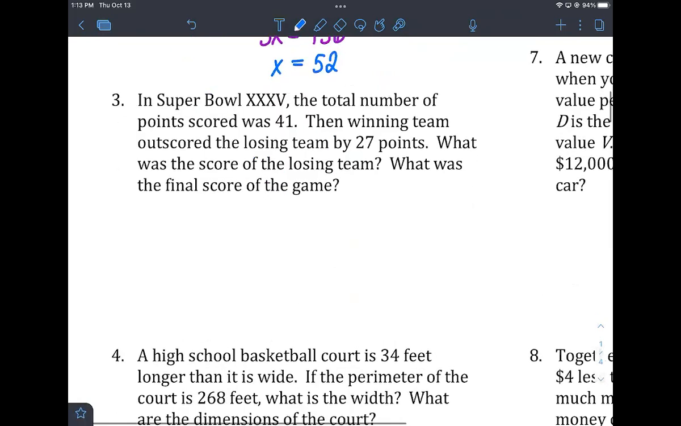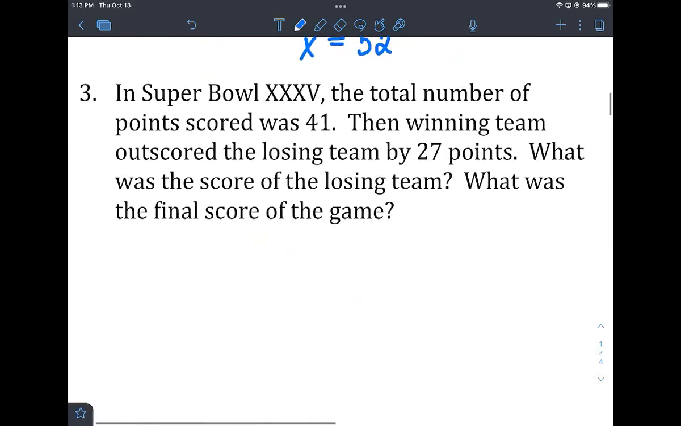All right, number 3. This is a true story. In Super Bowl 35, you know your Roman numerals, XXXV is 35, X being 10, V being 5. The total number of points scored was 41. So altogether in the game, there was 41 points scored. The winning team outscored the losing team by 27 points, so it was a blowout. What was the score of the losing team? And then what was the final score of the game? So what was the score of the winning team as well, right?